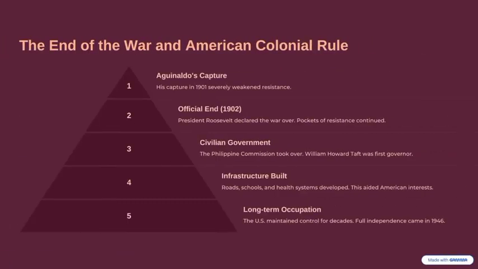Official end, 1902. President Roosevelt declared the war over, though pockets of resistance continued. Civilian government: the Philippine Commission took over, with William Howard Taft as first governor. Infrastructure was built, including roads, schools, and health systems. This aided American interests. Long-term occupation: the U.S. maintained control for decades. Full independence came in 1946.